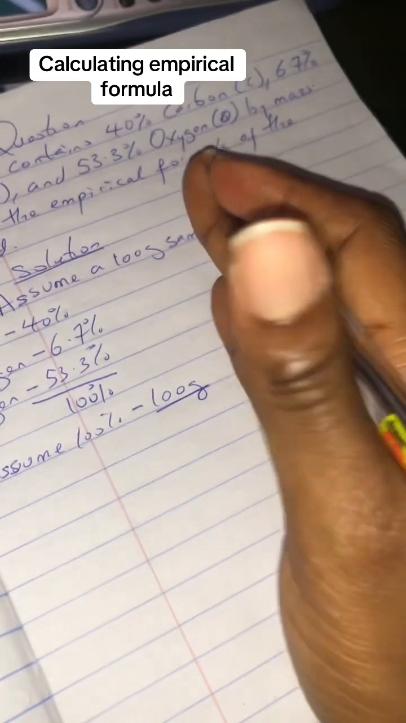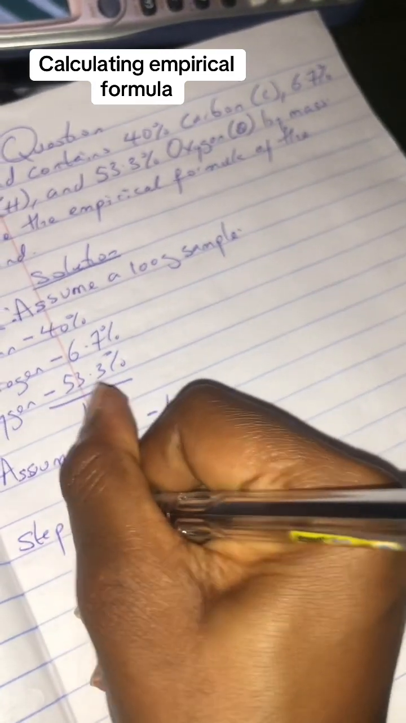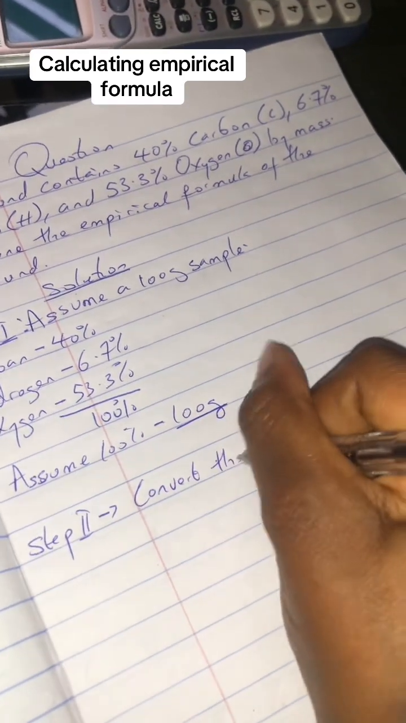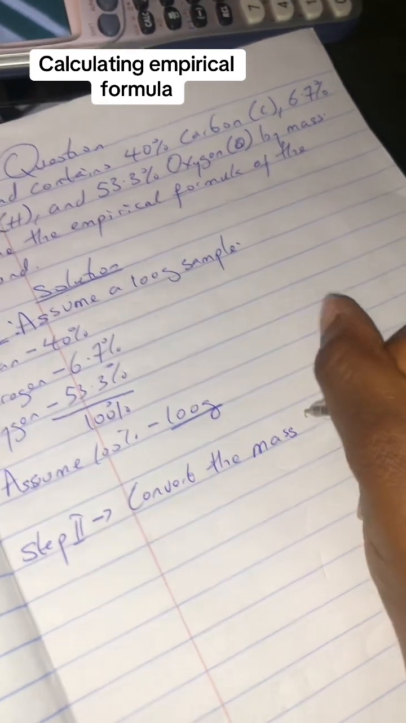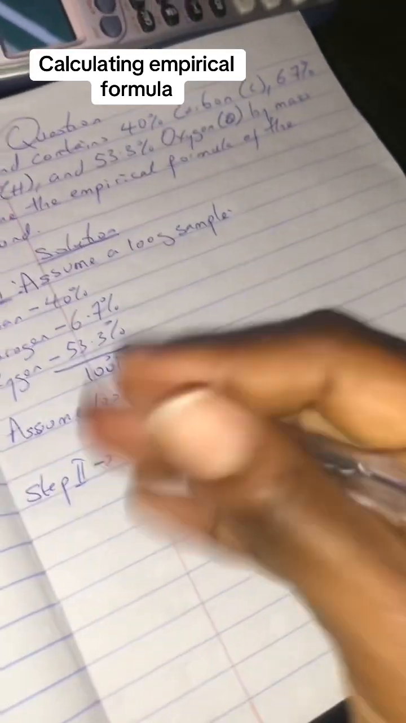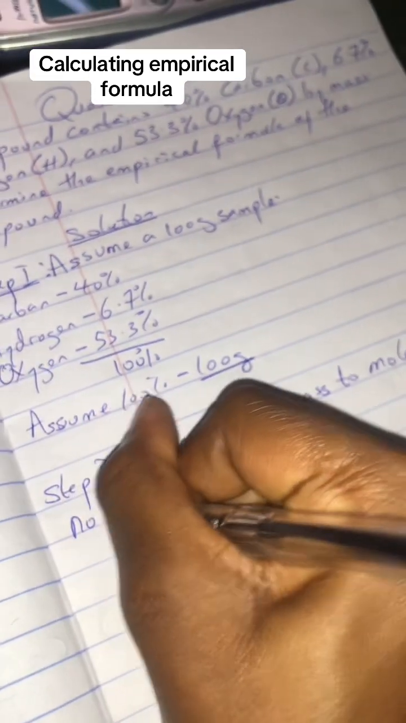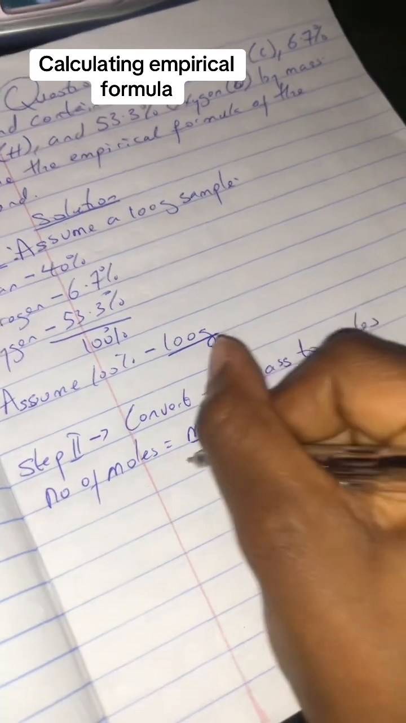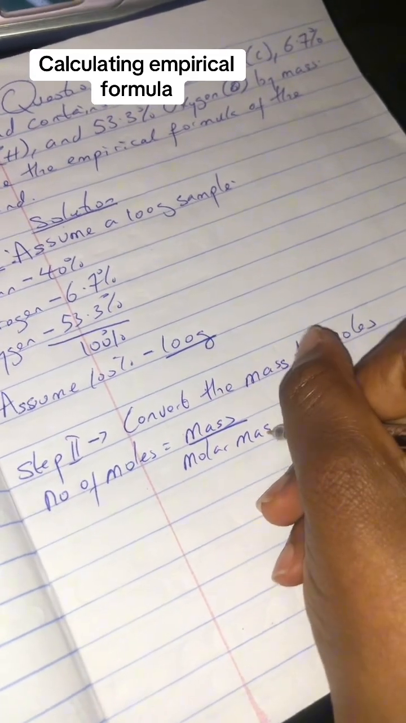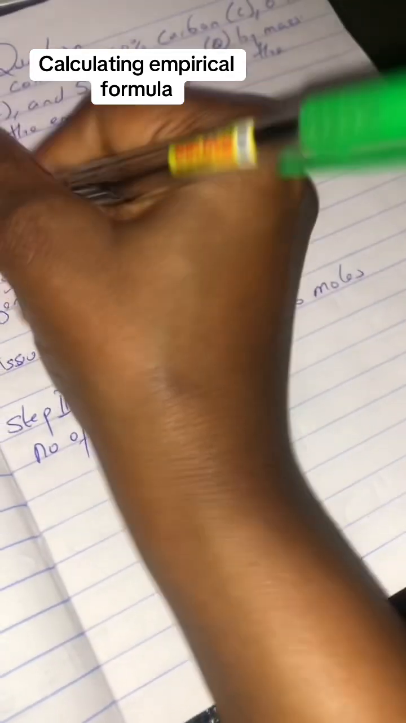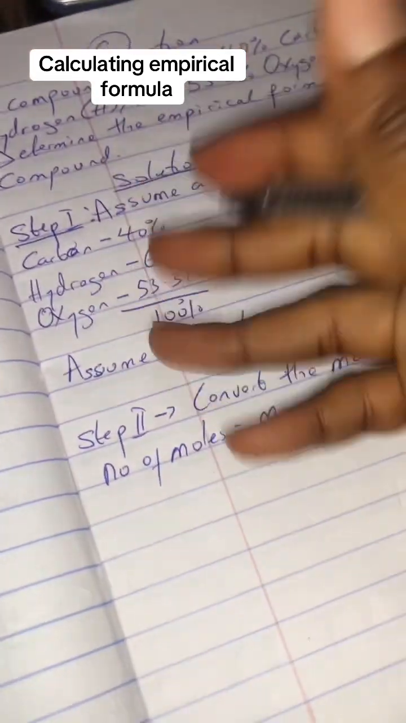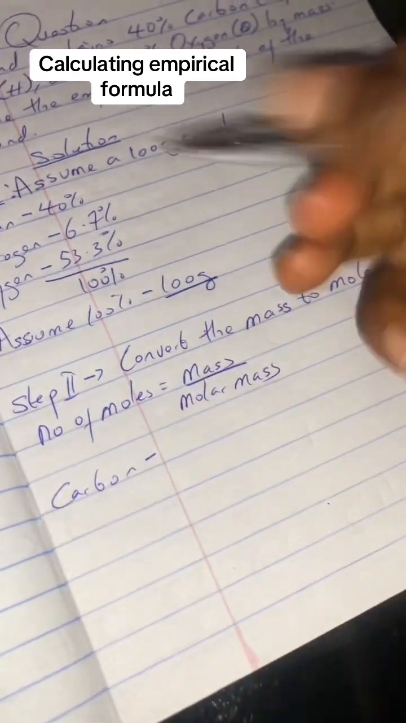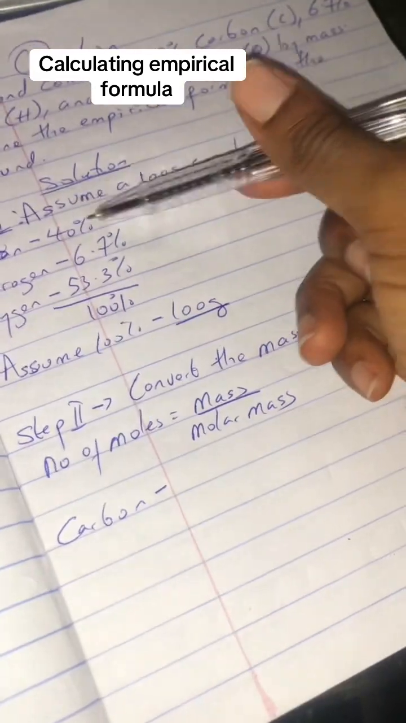So the next step, step 2, is to convert the mass to moles. And what's the formula for moles? Number of moles is equal to mass over molar mass. Now we're going to do one after the other. For carbon, since we're assuming this is grams, this 40% is going to be 40 grams.